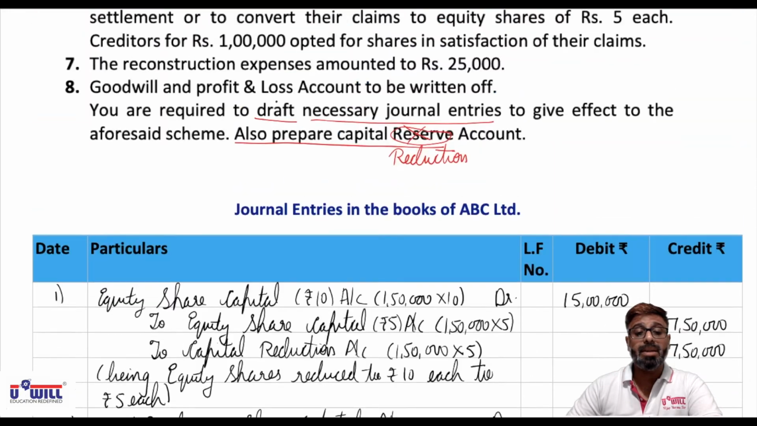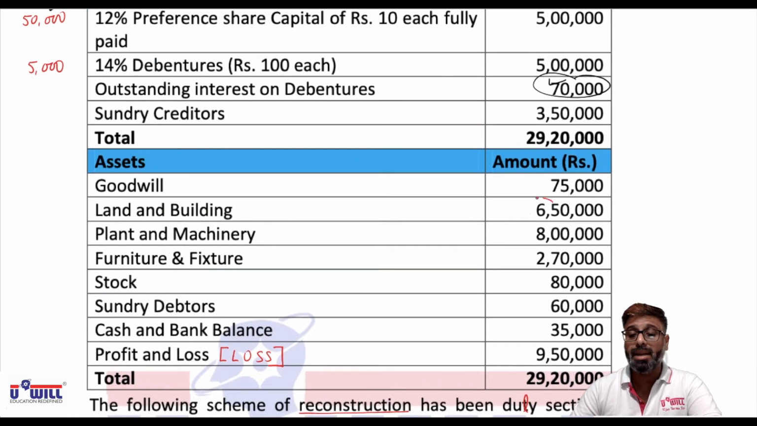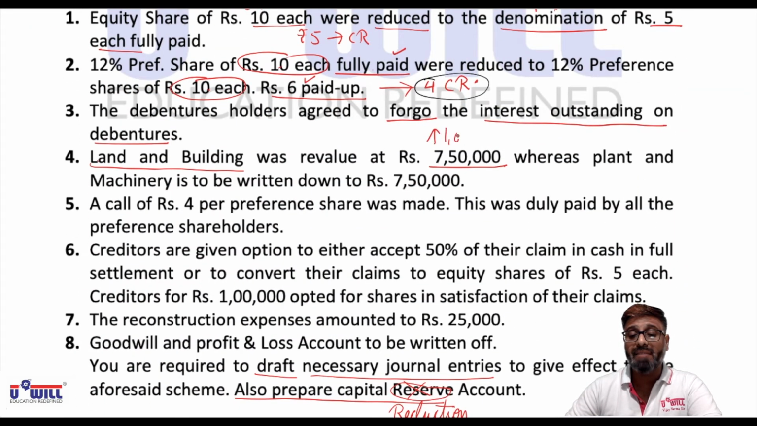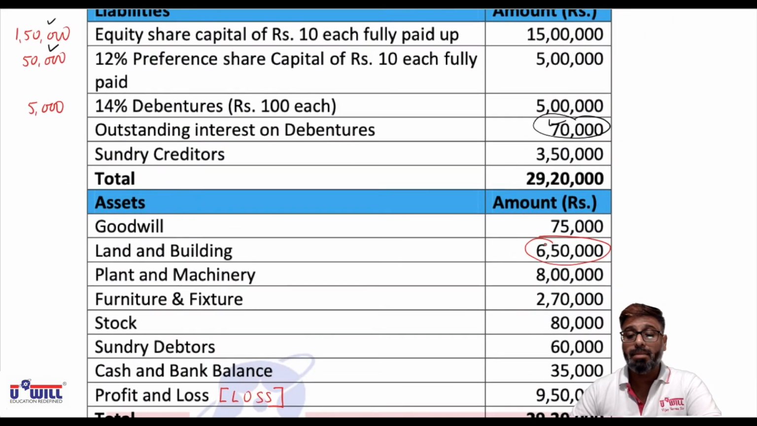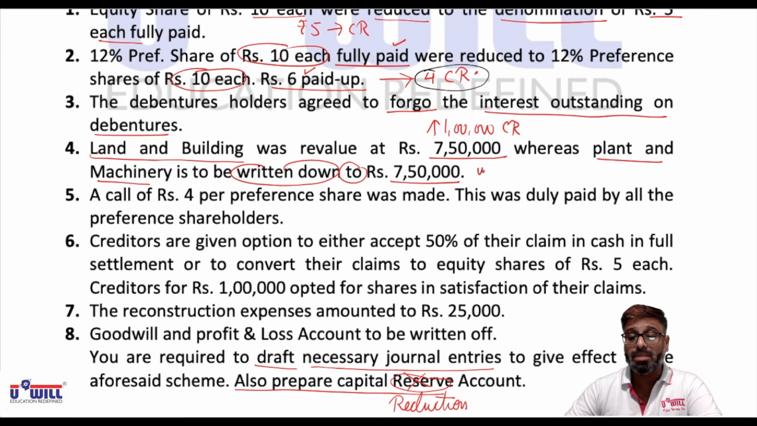Next, adjustment number 4, land and building were revalued at 7,50,000. How much is land and building in the balance sheet? 6,50,000. So increase of 1 lakh will be transferred to capital reduction, whereas plant and machinery is to be written down to rupees 7,50,000. Plant and machinery is 8 lakhs. Written down to 7,50,000 means we will write off 50,000.